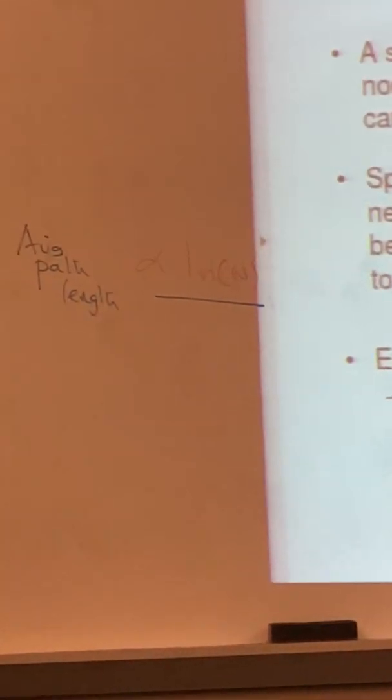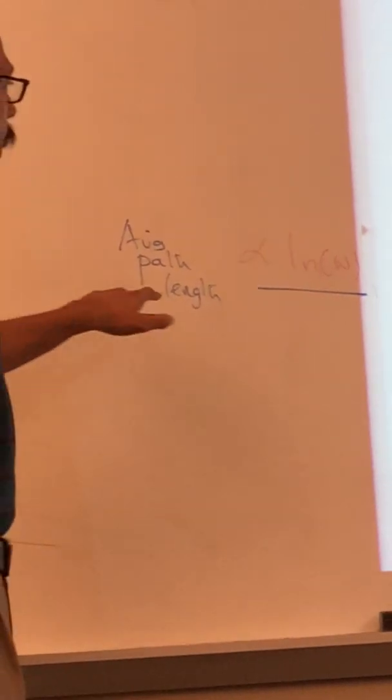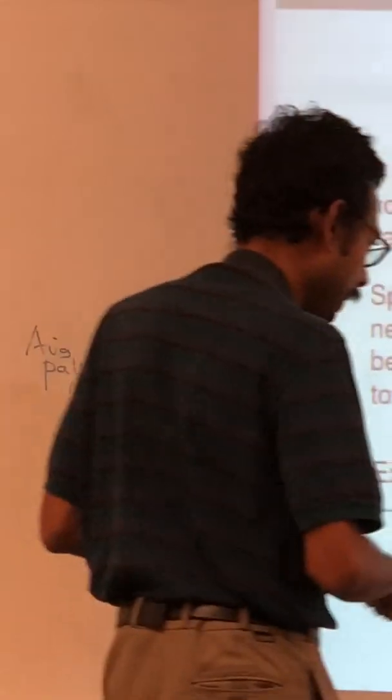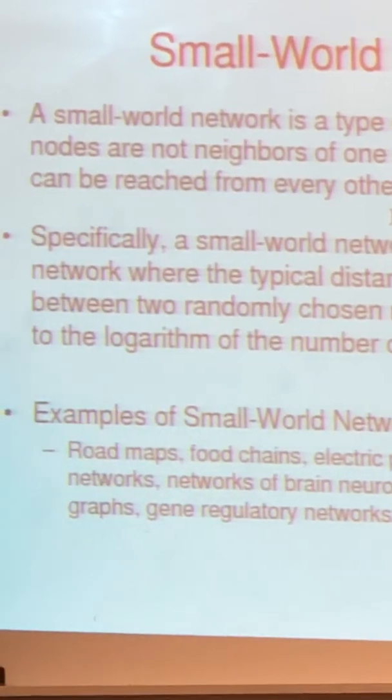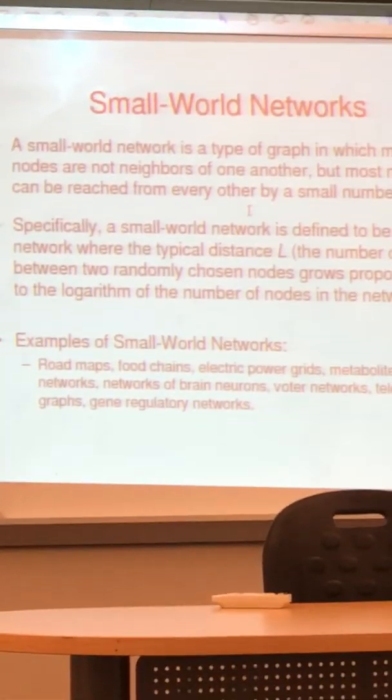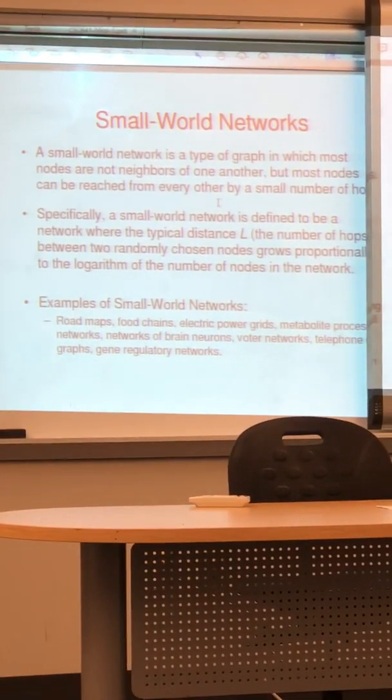So the average path length between any two nodes. Just find the path length between any two nodes and take the average of all of them. If it is proportional to the logarithm of the number of nodes, then the network exhibits the small world property. So we are going to see the small world network itself. What properties or characteristics should a small world network have? That's what we're going to see.